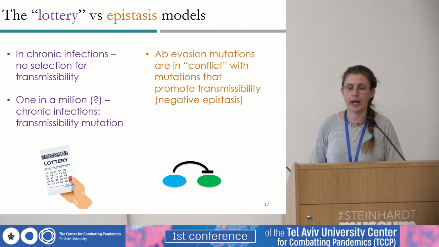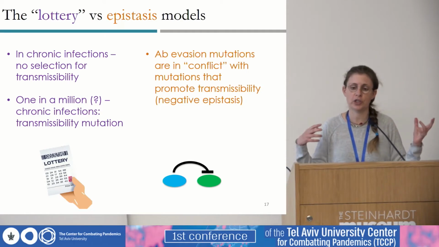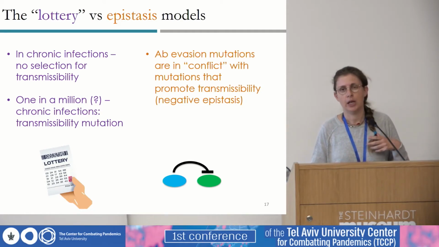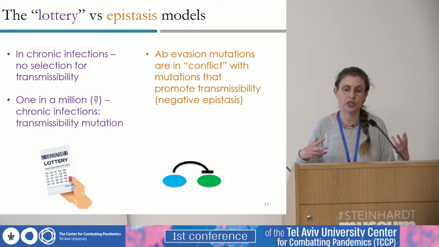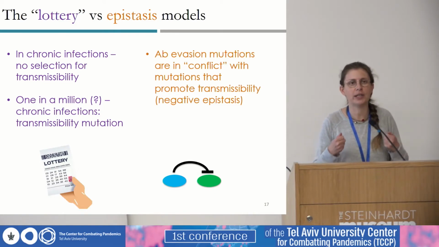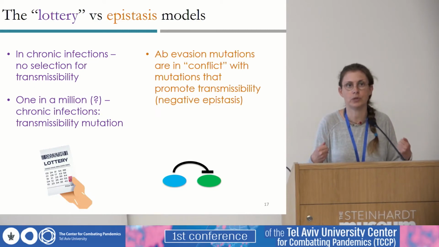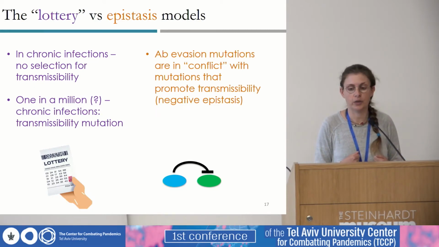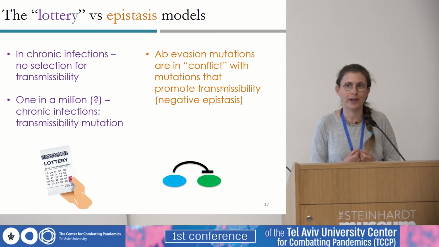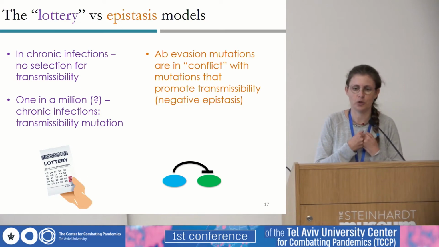The other model that we have is that maybe there's a conflict between mutations that promote transmissibility and mutations that promote antibody evasion. And so maybe that is slowing down the generation of transmissible mutants in these chronic infections. And if that is the case, that is, of course, better news for us as humanity.